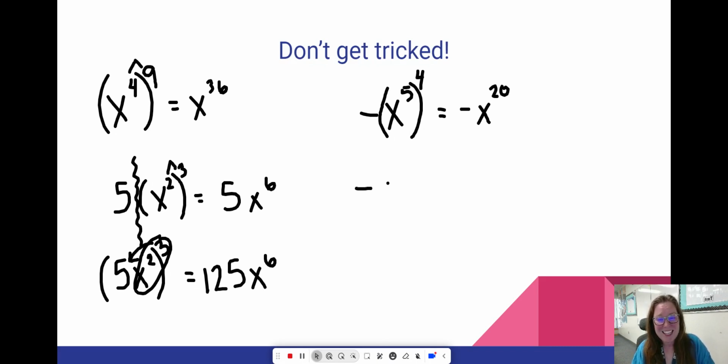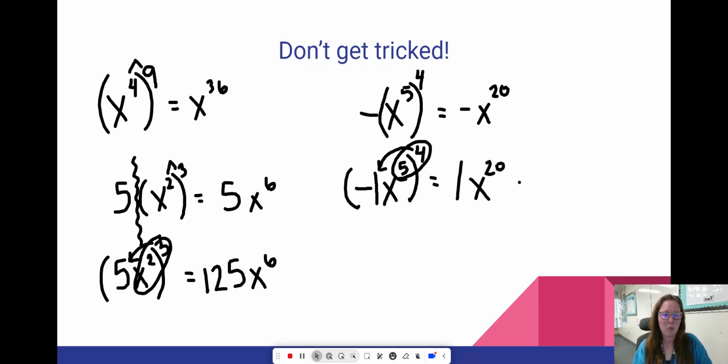Whereas if we had it inside the parentheses, well, that's an invisible 1. So we have to do that 4 exponent on the negative 1. So that'd be like negative 1 times negative 1 times negative 1 times negative 1, which is a positive 1. And then we still do 5 times 4 is 20 for the x. So we end up with a positive x to the 20.